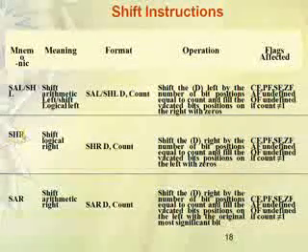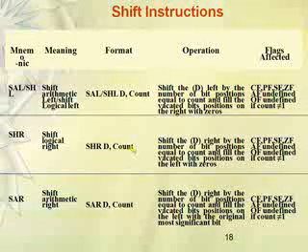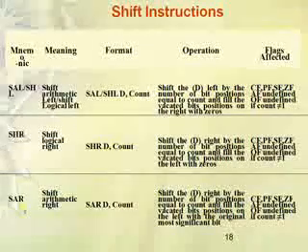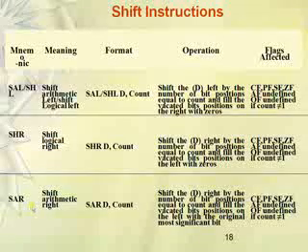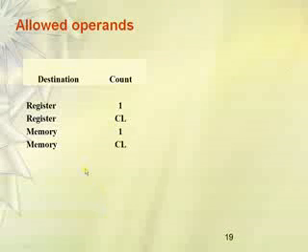Now in the same way, shift right destination comma count. If it is a 1 time shift right, then you have to go with the immediate value. If you want to shift this destination operand by more than 1 time, then you have to specify the count register, that is the CL register, and it should be stored with the specific count by which you want to shift this destination operand. And in the same way, shift arithmetic right, the syntax is the same, SAR destination comma count. Here the allowed operands: destination is register and the count should be 1.